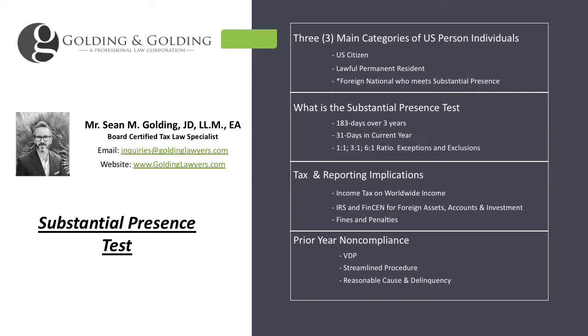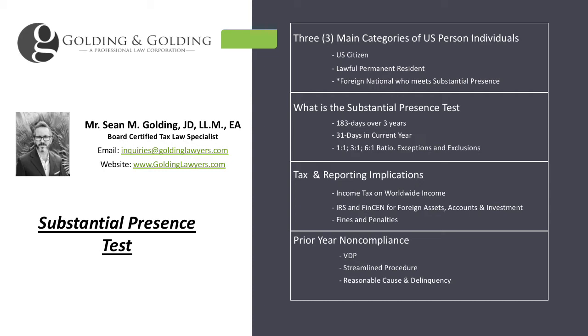So basics, right? The U.S. follows a worldwide income and reporting model, which means U.S. persons, not just citizens, are taxed on their worldwide income and have to report their global assets, accounts, and investments to the U.S. government. It doesn't matter if Jim lives in country A, earns all of his income from country B, and has no income in the United States. If he's a U.S. person, he has to report all of that income on his U.S. tax return.